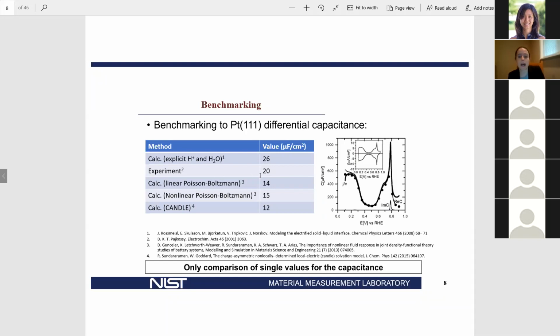So the experimental capacitance value is around 20 microfarads per square centimeter. This is only an estimate because of the experimental limitations, and one can see that all the solvation models fall within the same order of magnitude for their capacitance estimates. But this is, of course, very limited because we only have a comparison of a single value for the capacitance.